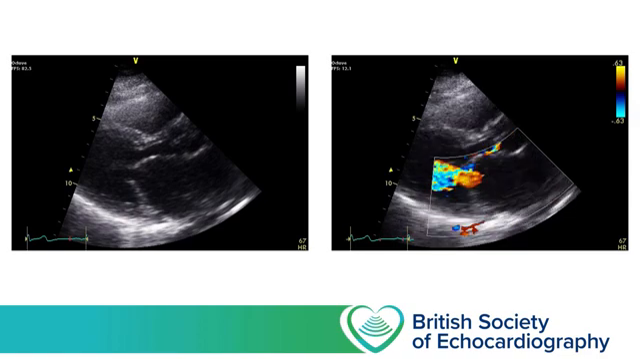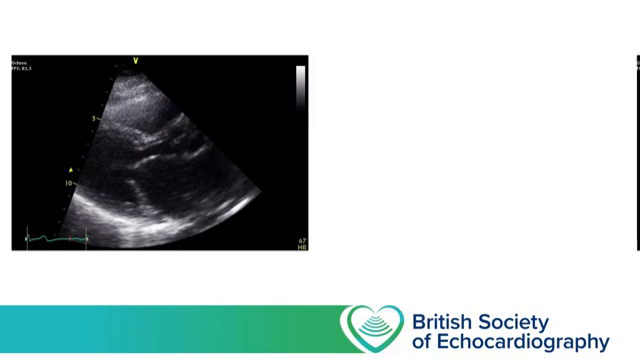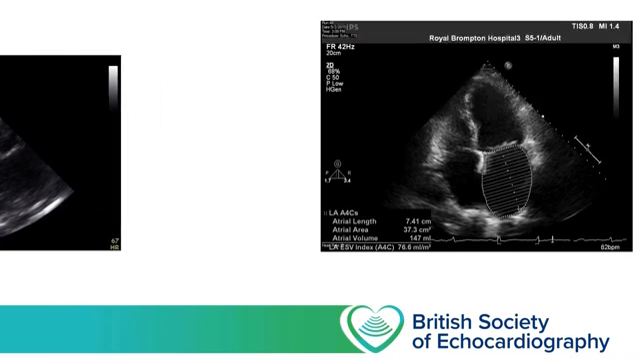So there's a turbulent high-velocity jet of blood passing from the LA into the LV during diastole, but in addition there's also significant mitral regurgitation. In the 2D image we can also see that the left atrium is dilated, and this is a common feature of mitral stenosis.